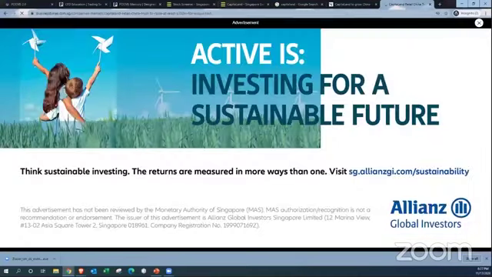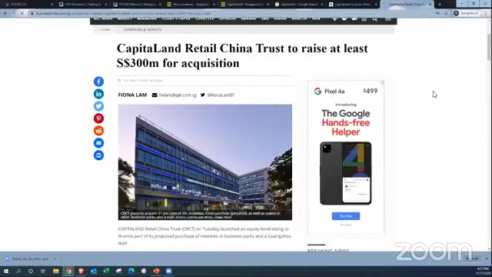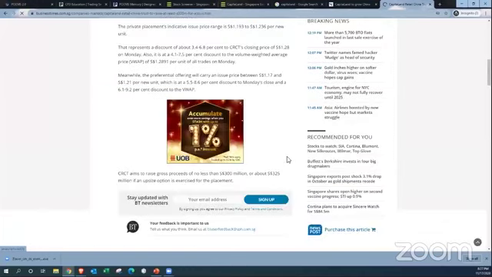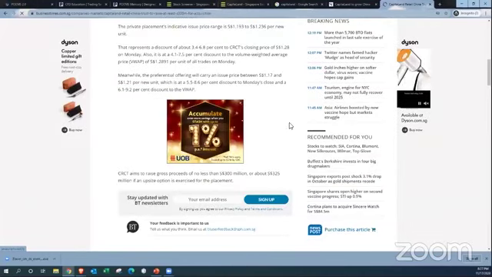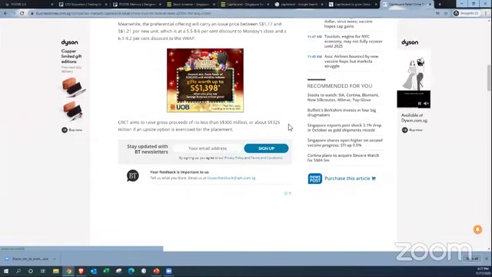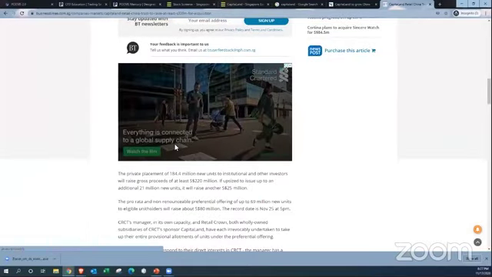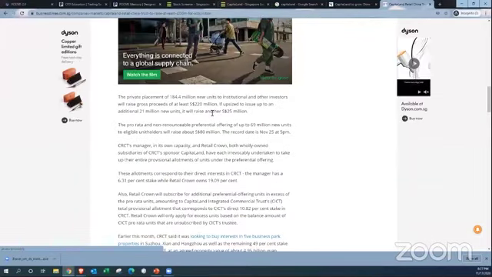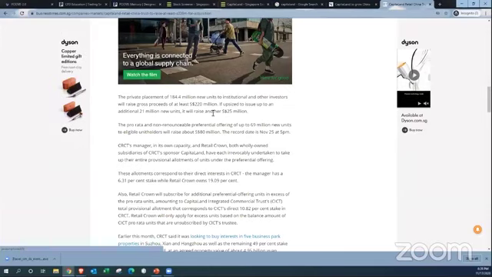CapitaLand might need more capital to grow their assets. They are proposing to finance the Business Park and the Guangzhou Mall. So I expect they are going to raise funds, whether through a rights issue, private placement or preference offering. This is what they are intending to do. That's why there's a trading halt for this CRCT.